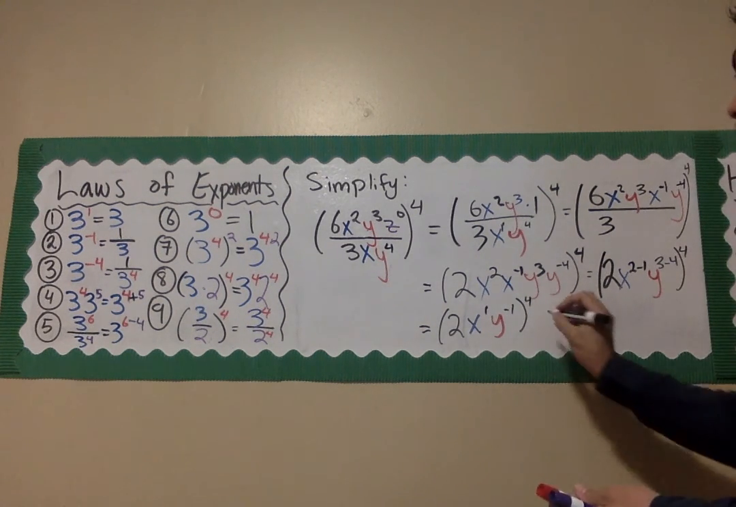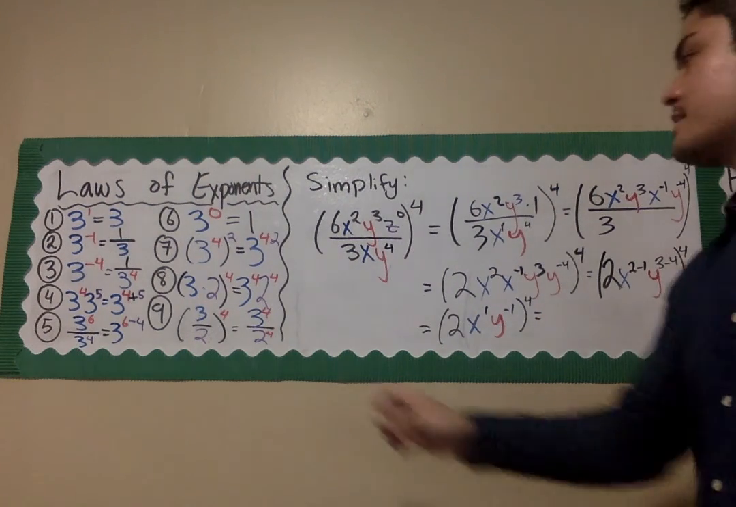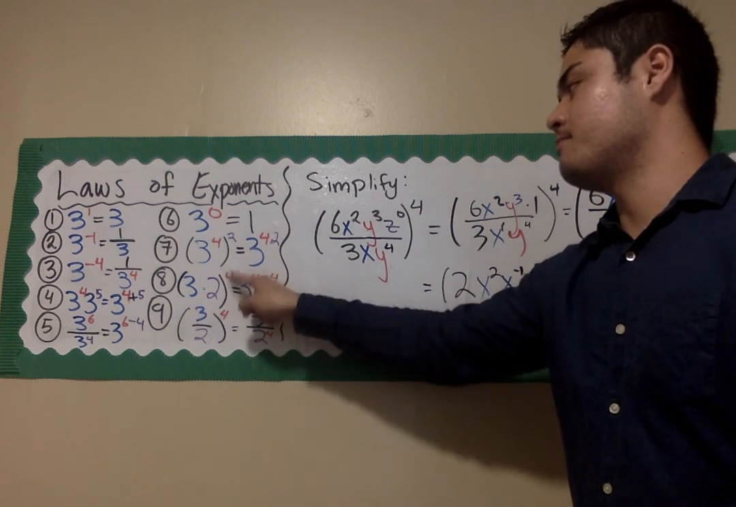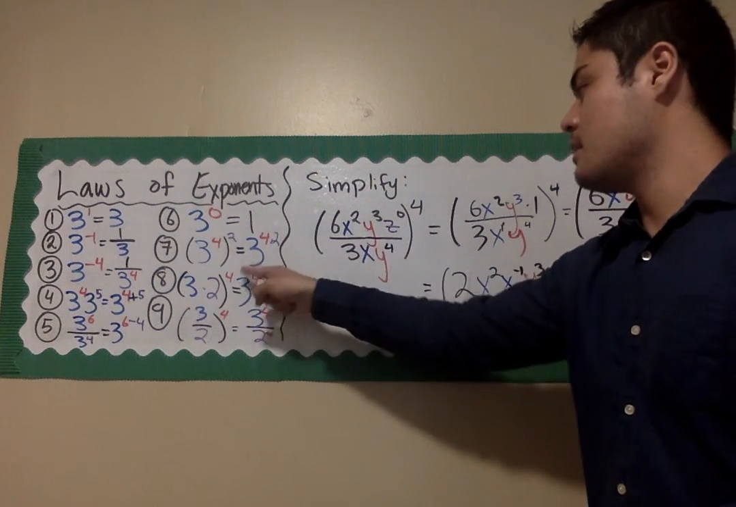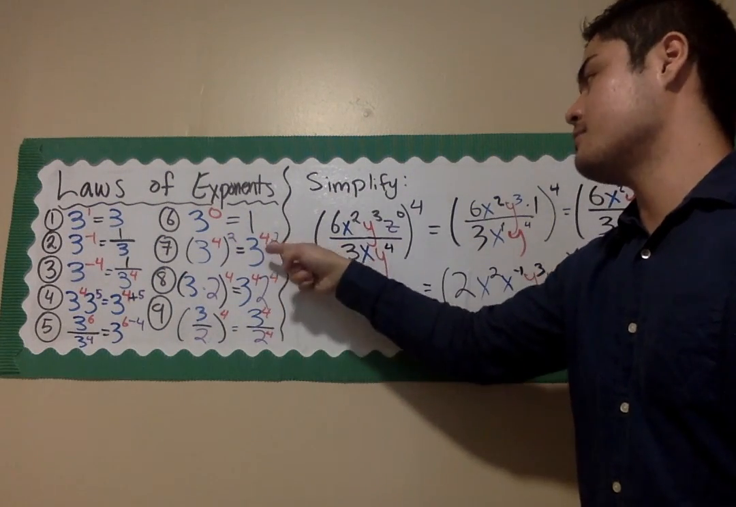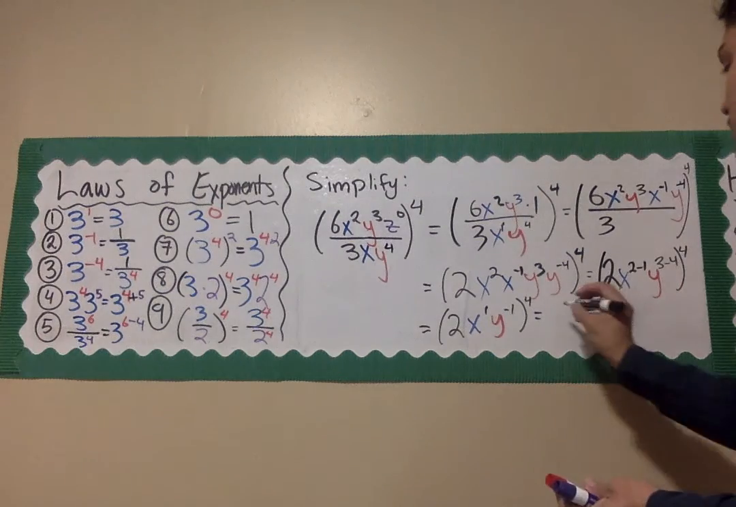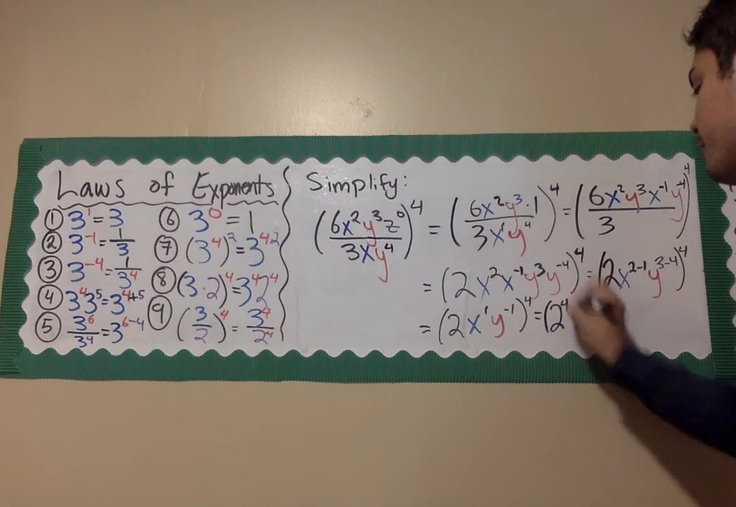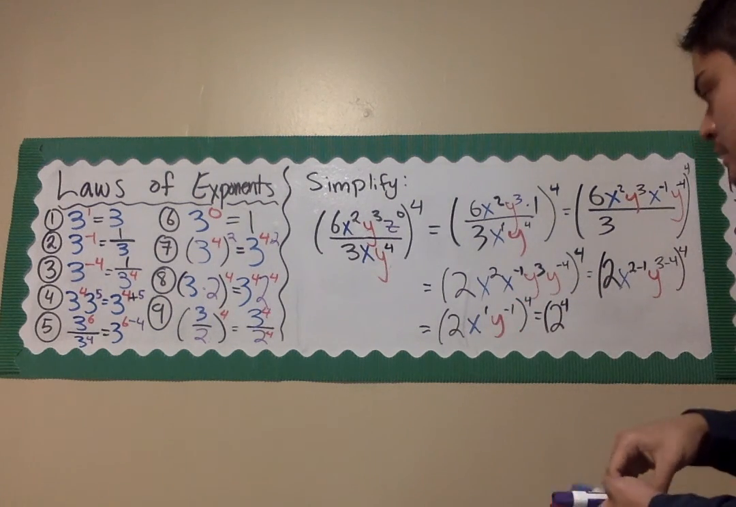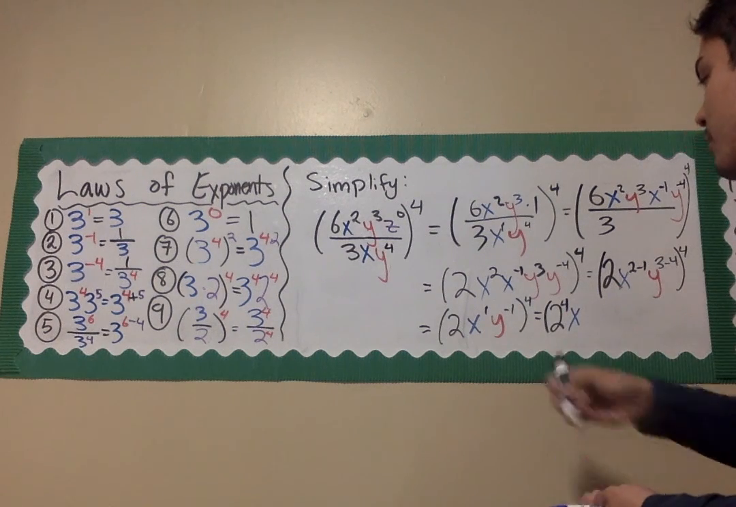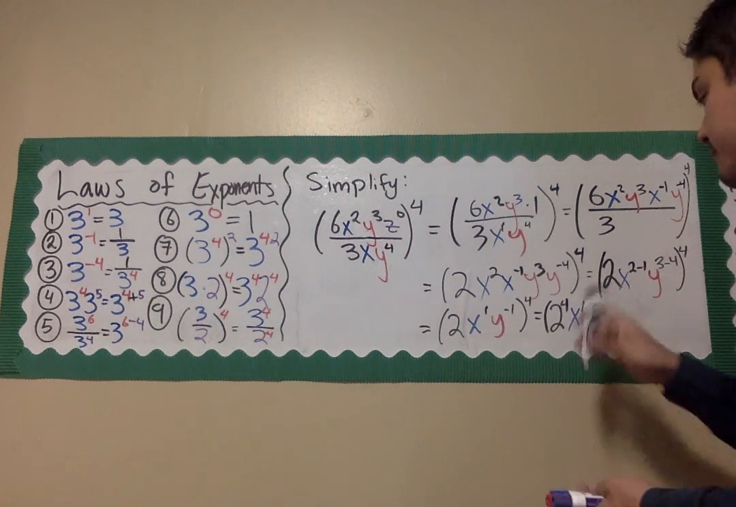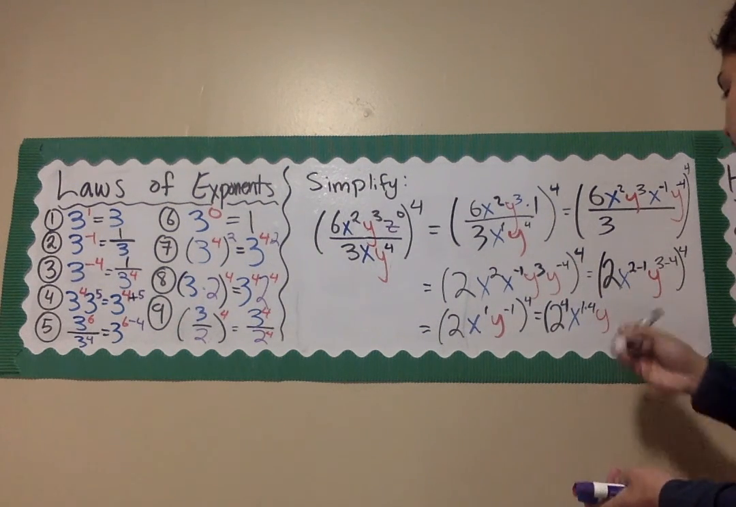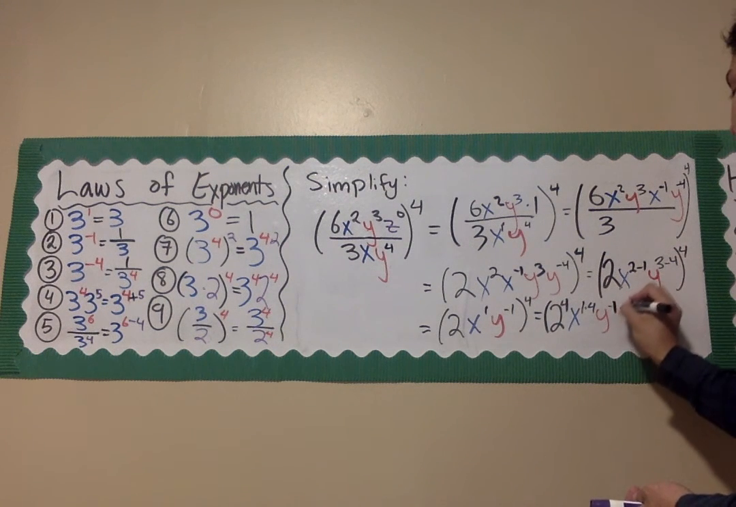And now I'm going to use law number 7 and 8, or law number 8, where I can take the exponent outside the parentheses and distribute my 4 to each term. And then law number 7, I can multiply them together. So we have this 4, I'm going to distribute that 4: 2 to the power of 4. This 4 goes here too. This becomes x to the power of 1 times 4. And then we have this 4 here, y to the power of negative 1 times 4.